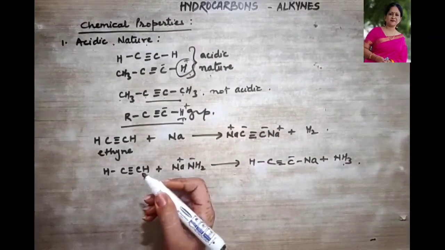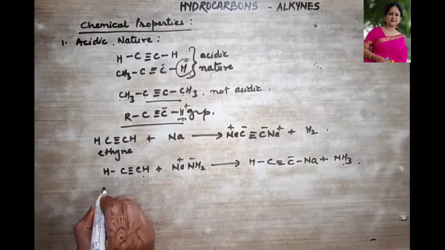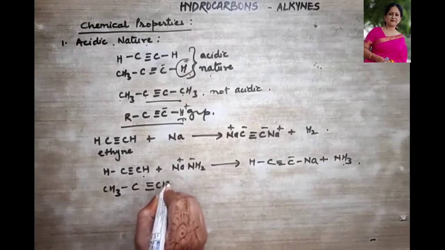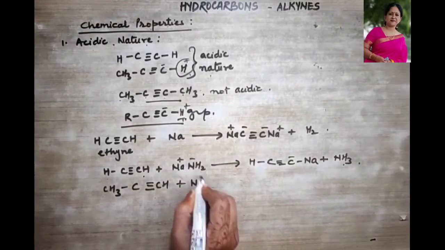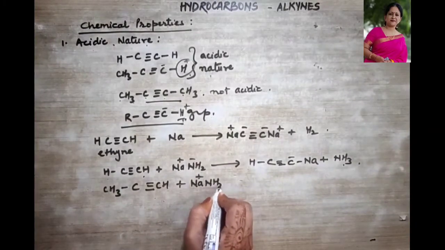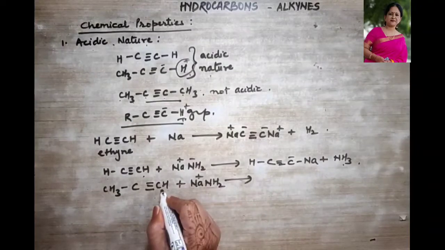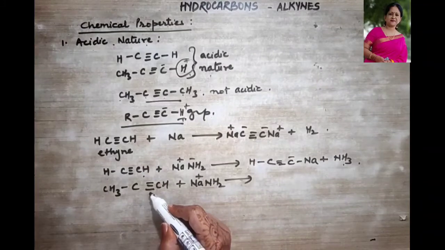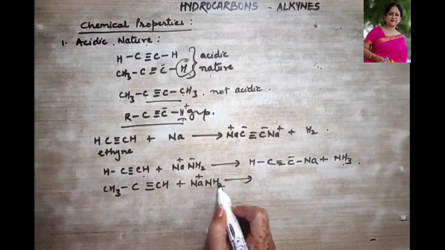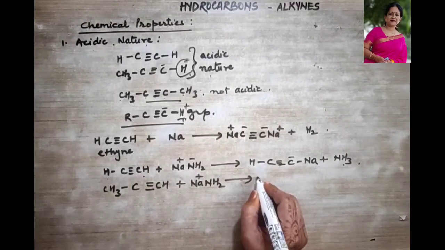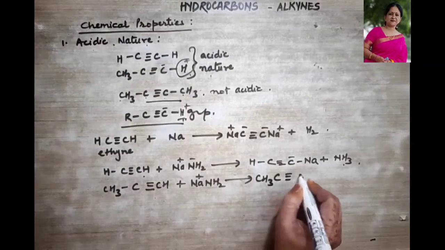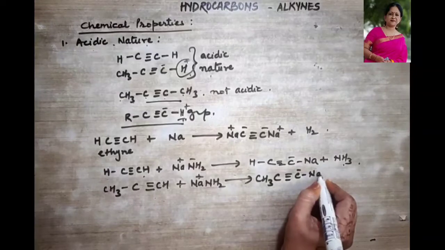Now let us look at propyne. One reaction with propyne: CH3C triple bond CH plus sodamide NaNH2. So over here also the proton of this propyne will get attached to NH2 and thus it is going to form CH3C triple bond C Na.